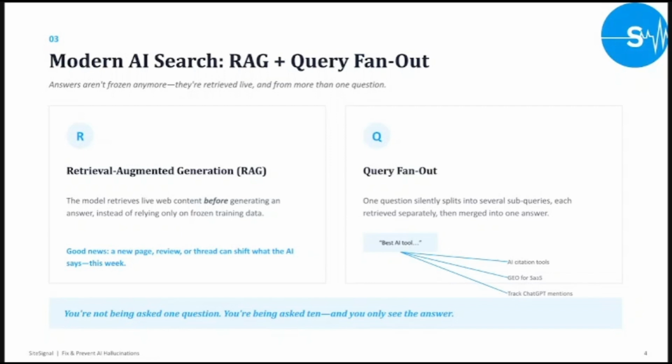And so you need to monitor first. Let's say if you want to check best AI tool, let's say best AI tool, then the AI citation tool, GEO SaaS. So you need to make sure you know the query fan out of your prompt. And then you start adding the content based on that particular query.